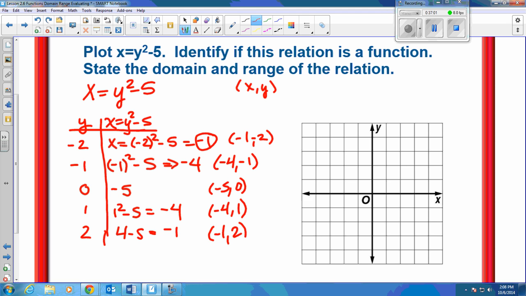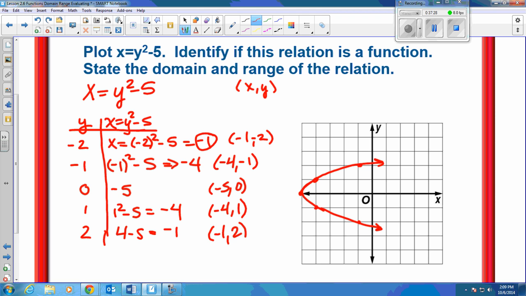So (-1, -2), (-4, -1), (-5, 0), (-4, 1), and (-1, 2). And we know he's a parabola. Does he pass the vertical line test? Nope, he's going to fail it. So is he a function? Nope, not a function. But I can identify his domain and his range.